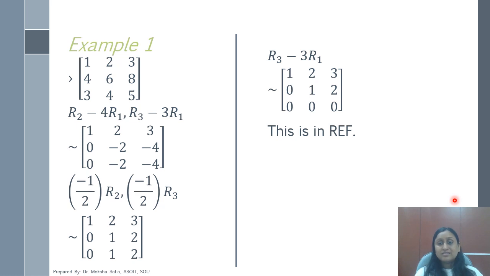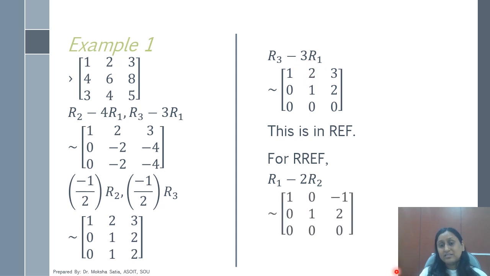Now, to make this matrix in reduced row echelon form, I will have to have zeros in the columns where a leading one is present. So for the row echelon form, I am multiplying R1 by minus 2 to make this 2 a 0. The resultant matrix is 1, 0, minus 1, 0, 1, 2 and 0, 0, 0.